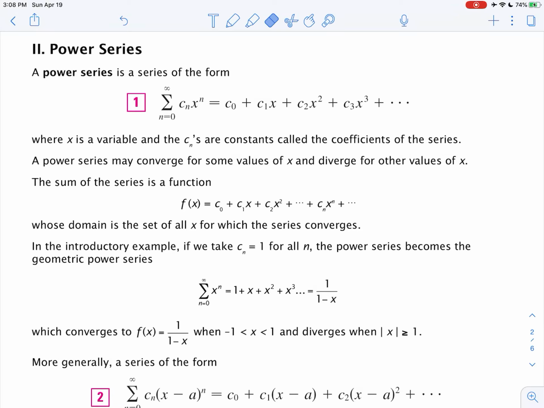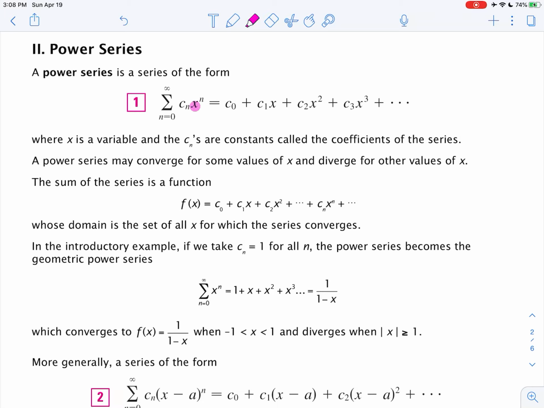Okay, welcome back. This is chapter 11 on infinite sequences and series, and this is going to be section 11.8 on power series. So, what is a power series? A power series is a series of the form where you've got an infinite sum of c sub n times x to the n, where c sub n is an expression in n. And they're considered the coefficients of the series.